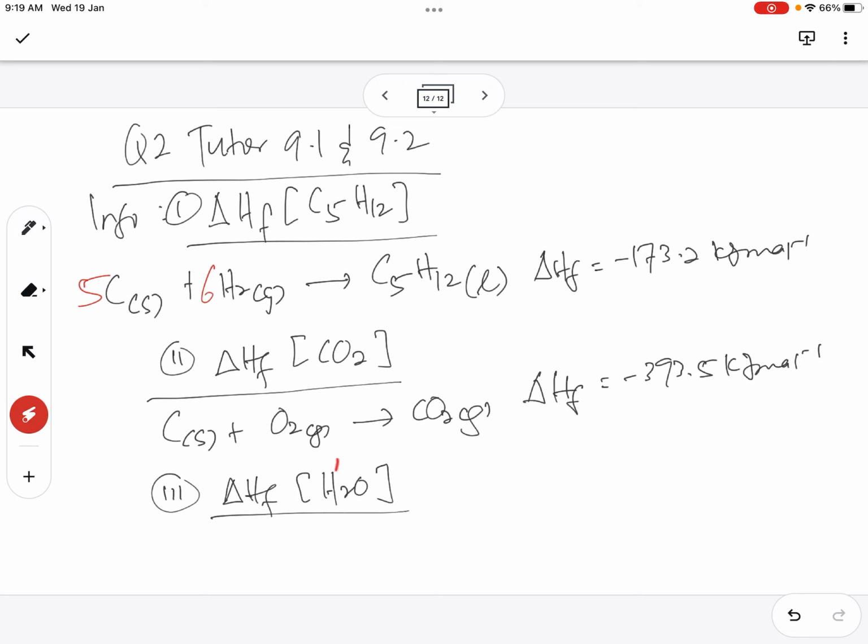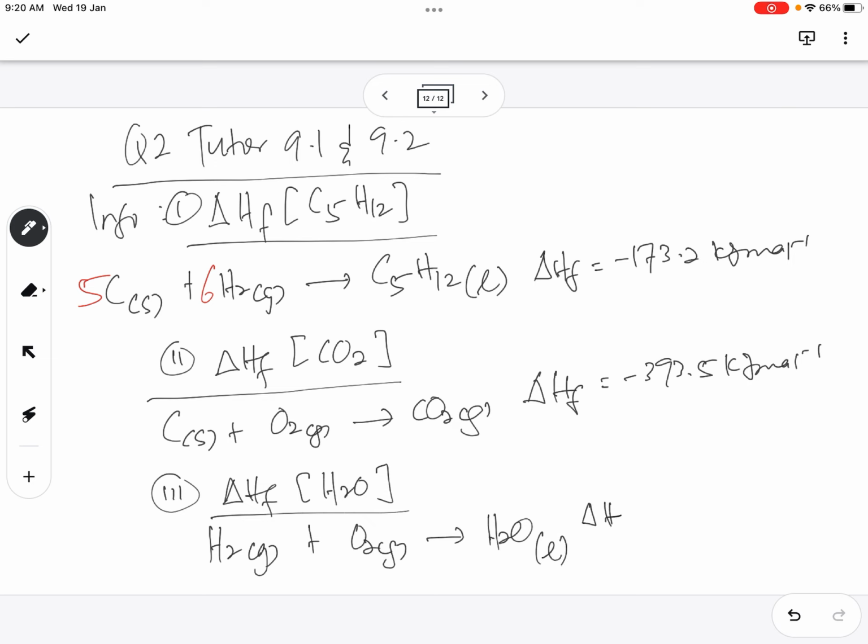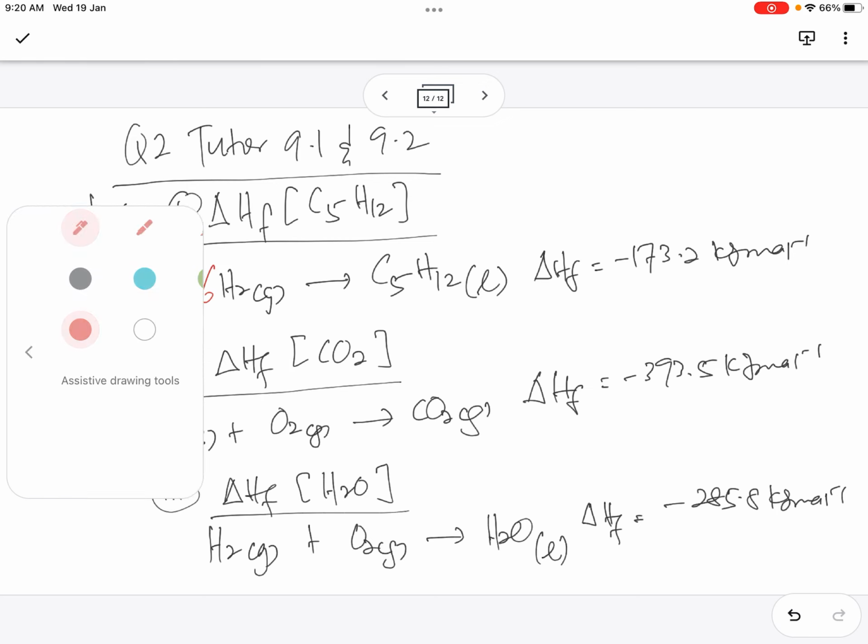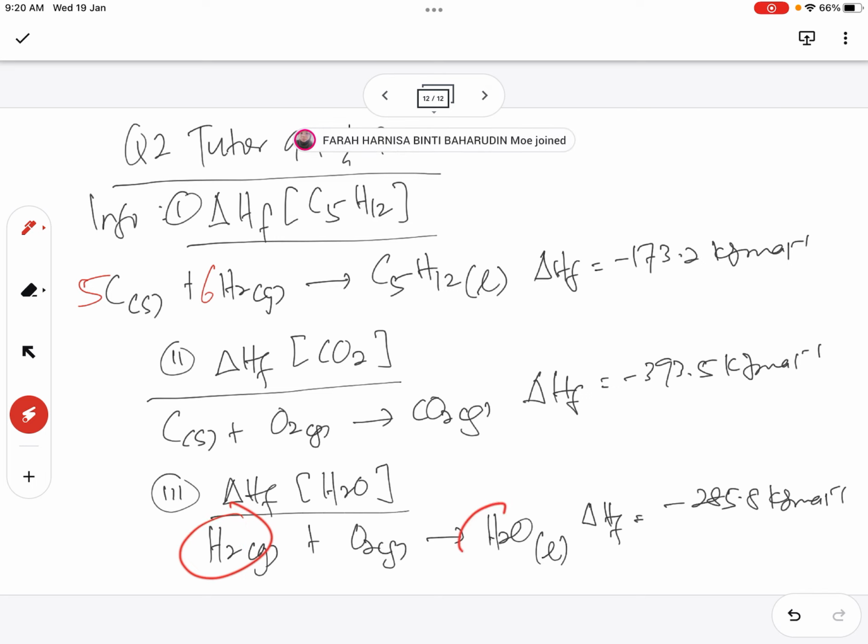So the first element is hydrogen. So we write here hydrogen gas. The second element is oxygen. Remember, it exists as O2 gas. And then we get H2O, which is a liquid. So this enthalpy of formation is minus 285.8 kilojoule per mole. Right? And please take note, this equation is not balanced. Okay, hydrogen H2, H2 balance. Sini 2 oxygen, sini 1 sahaja.